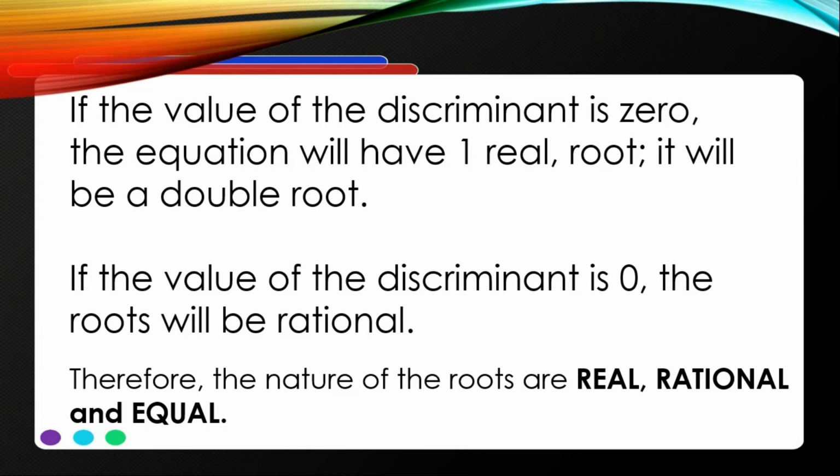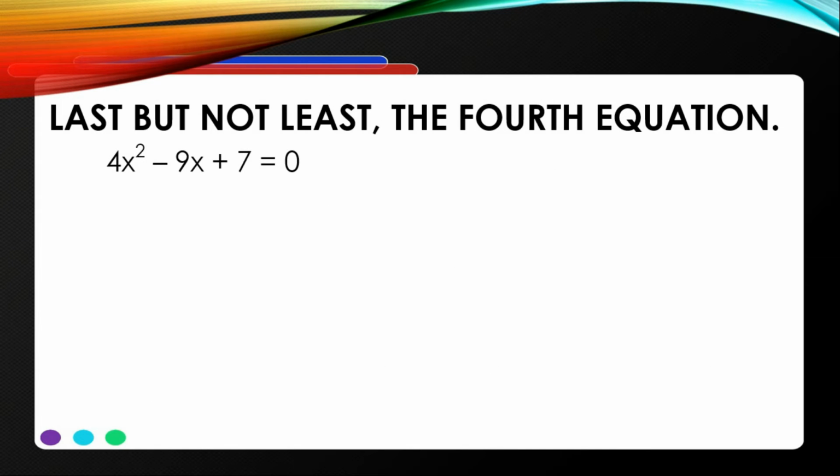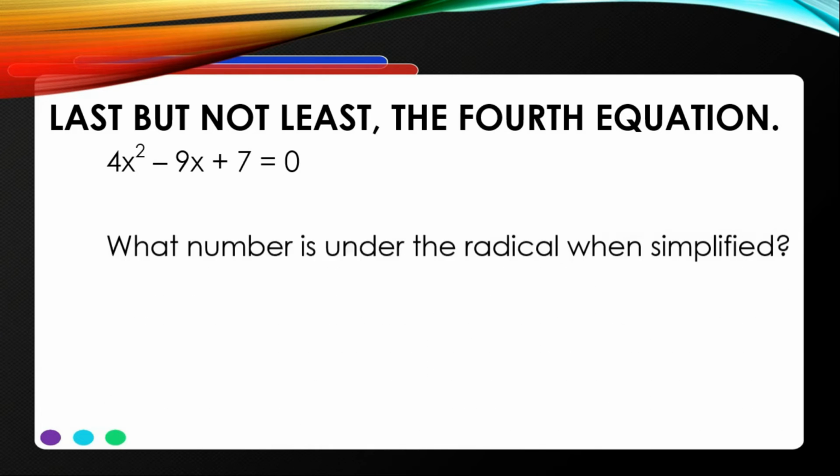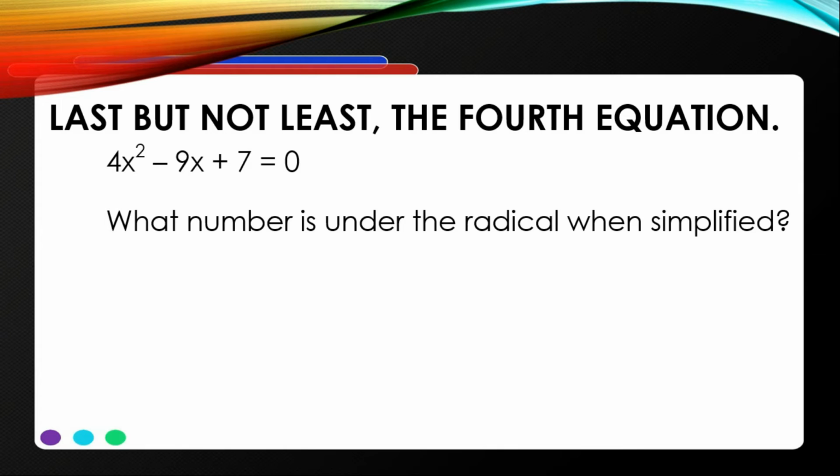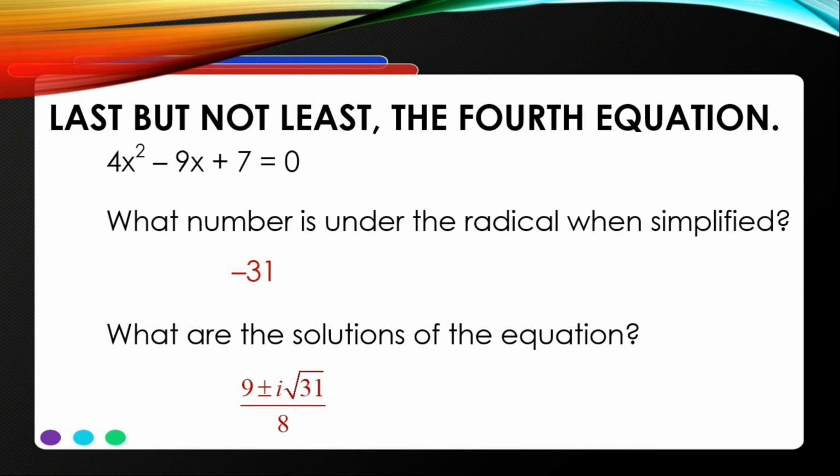So we already have discussed the three scenarios. So now, let us go to the fourth and final example. We have 4x squared minus 9x plus 7 is equal to 0. Now, if we try to solve the value in the radical sign, b squared minus 4ac, we have the value negative 31. Now, continuing our solution using the quadratic formula, we have the final answer as 9 plus minus i, which means imaginary, square root of 31 all over 8.